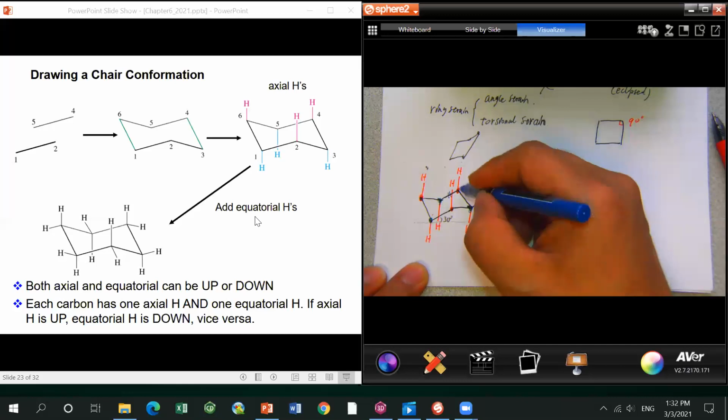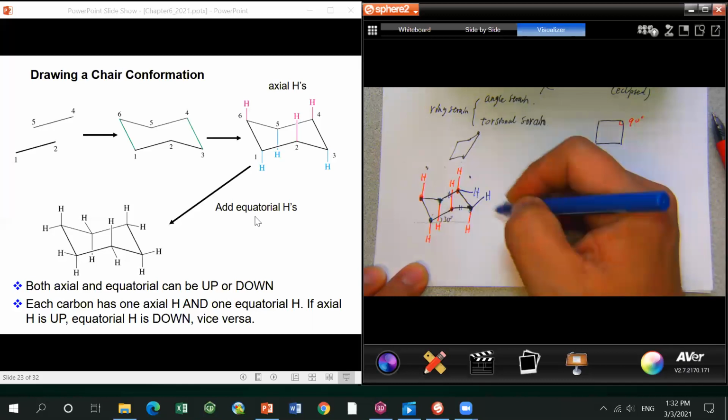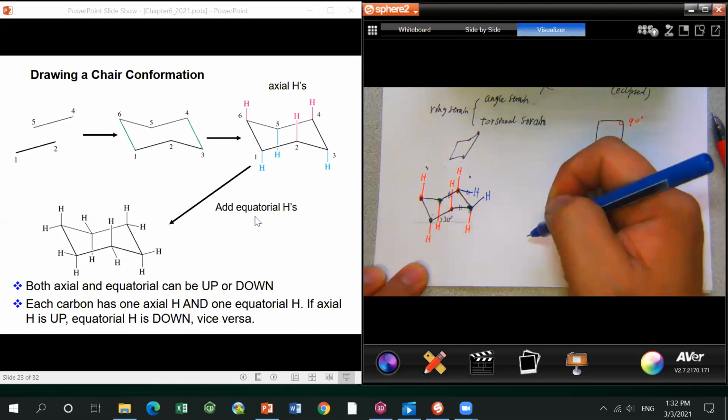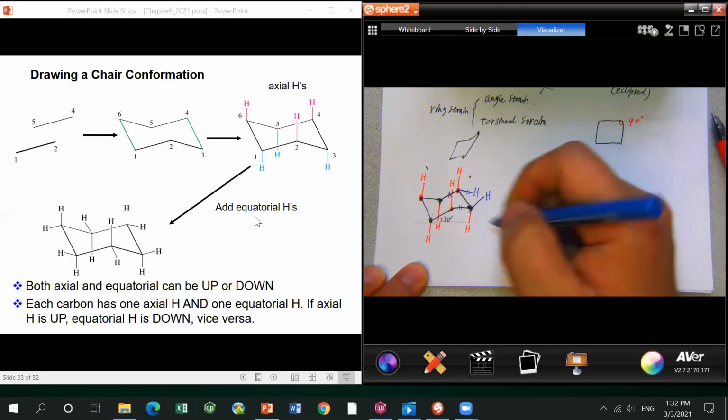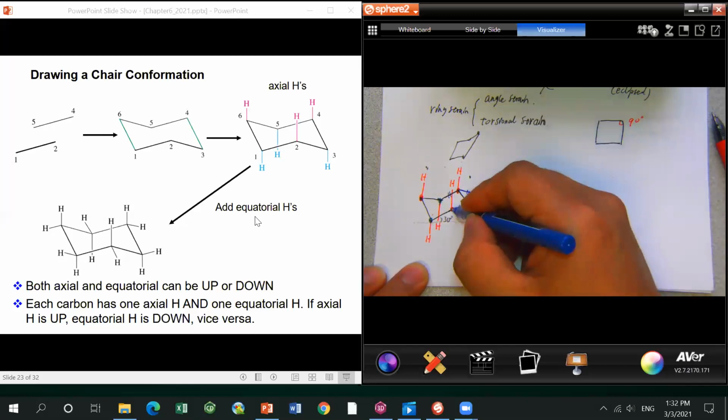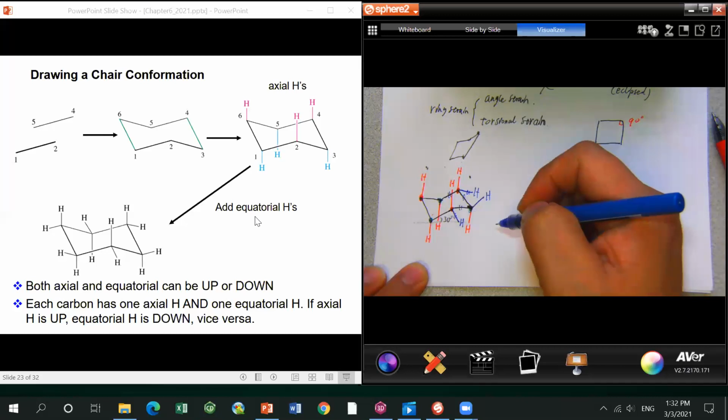Similarly, we move to this carbon. This one already has the axial bond going up, so the equatorial bond should go down. How do we draw it? We need to find a parallel bond, actually this one. These two are parallel to each other. Then for this carbon, the axial bond is going up, so the equatorial bond should go down, parallel to here.